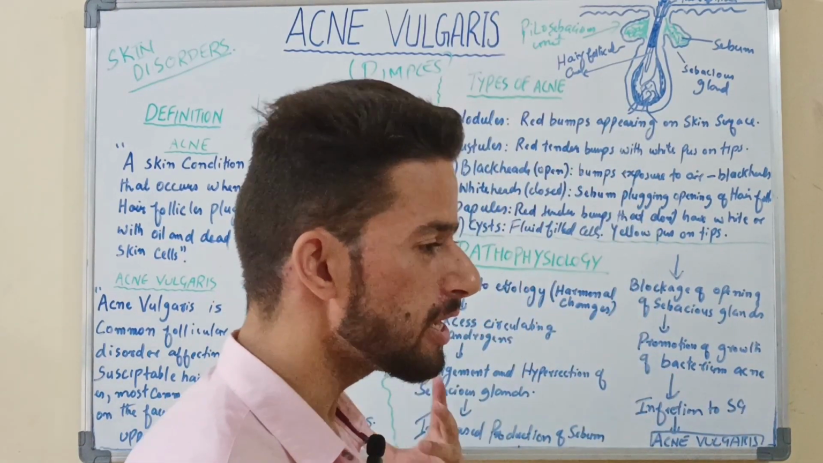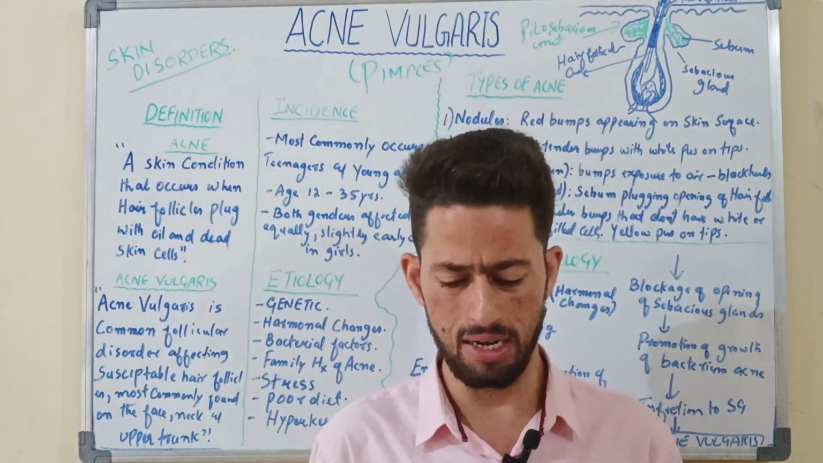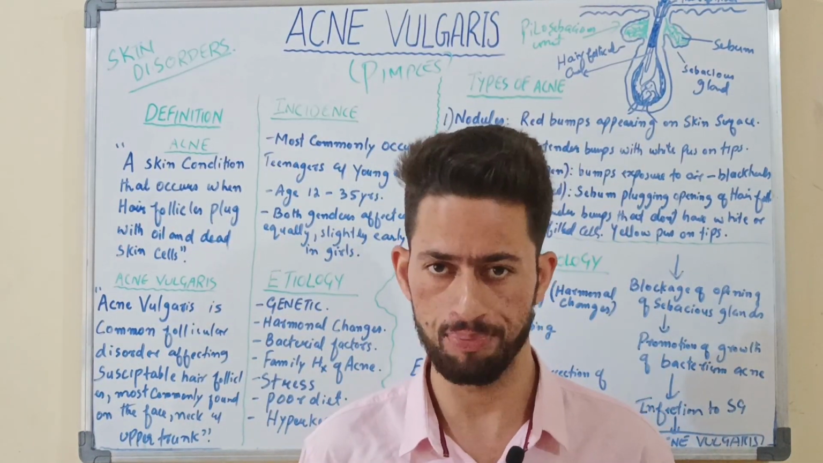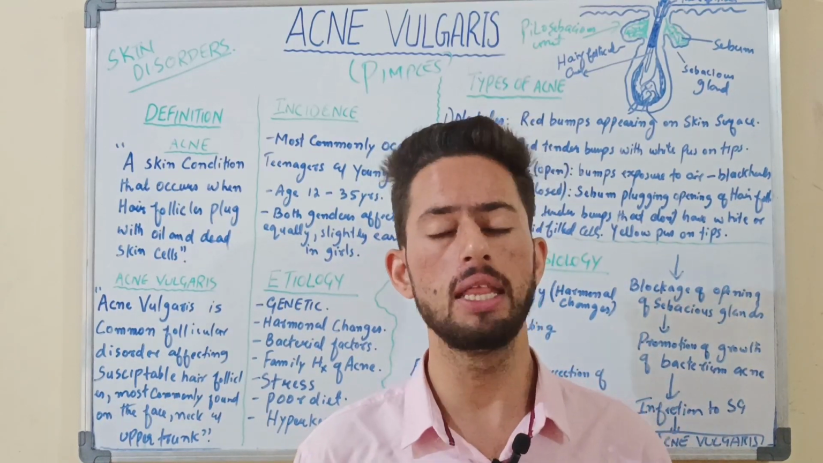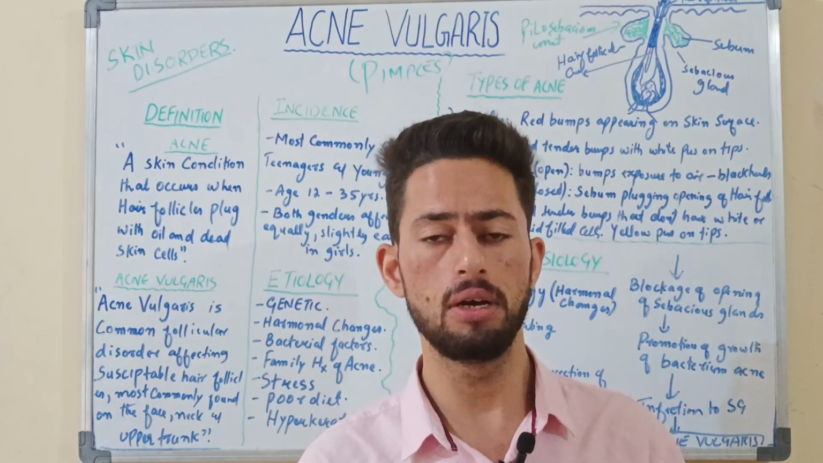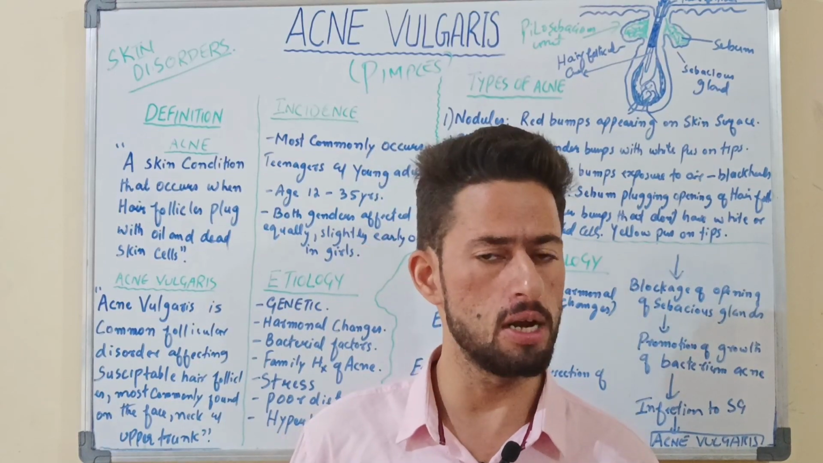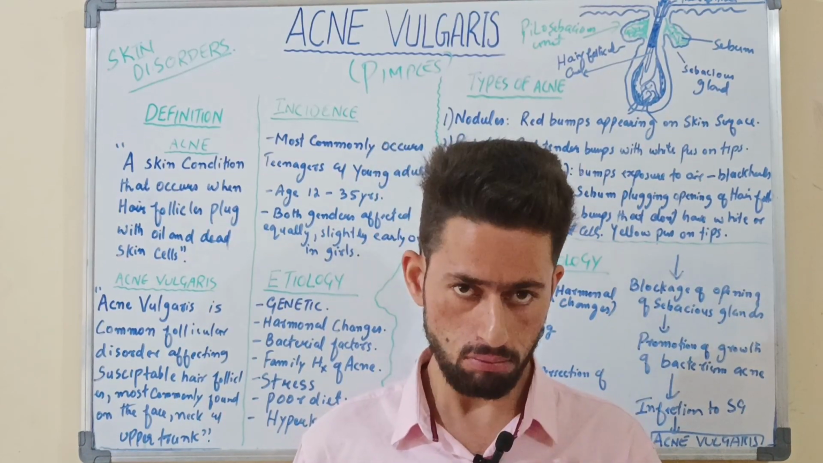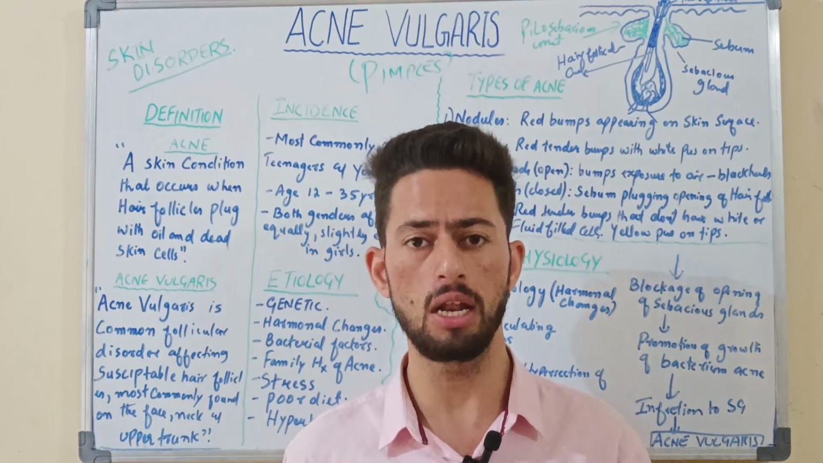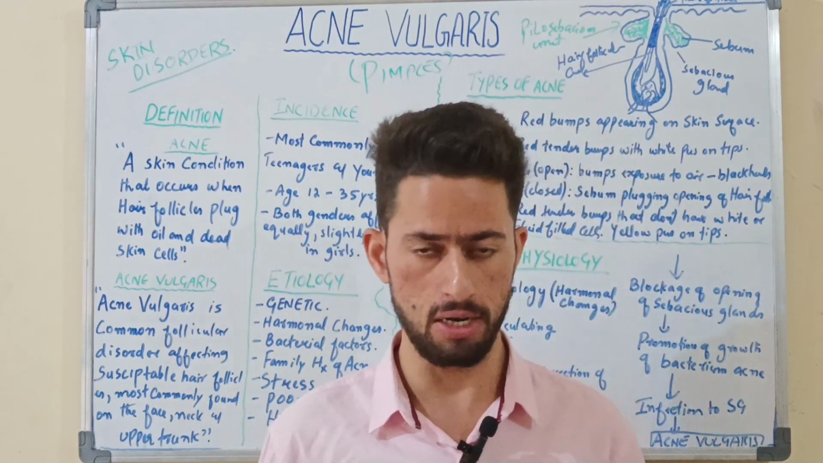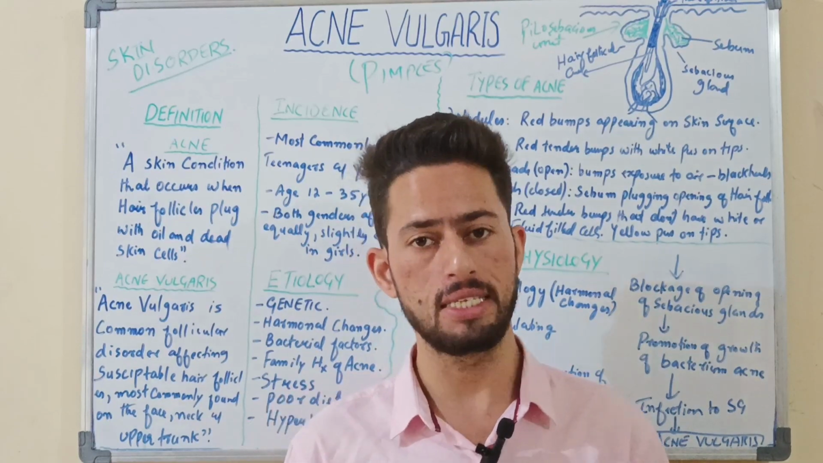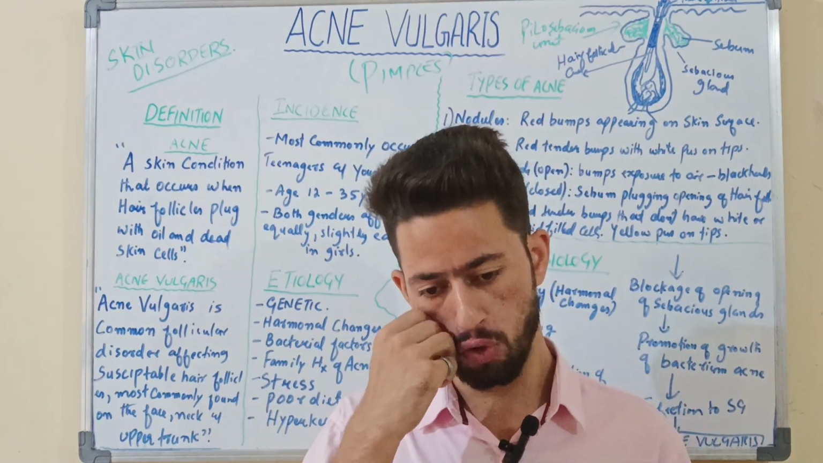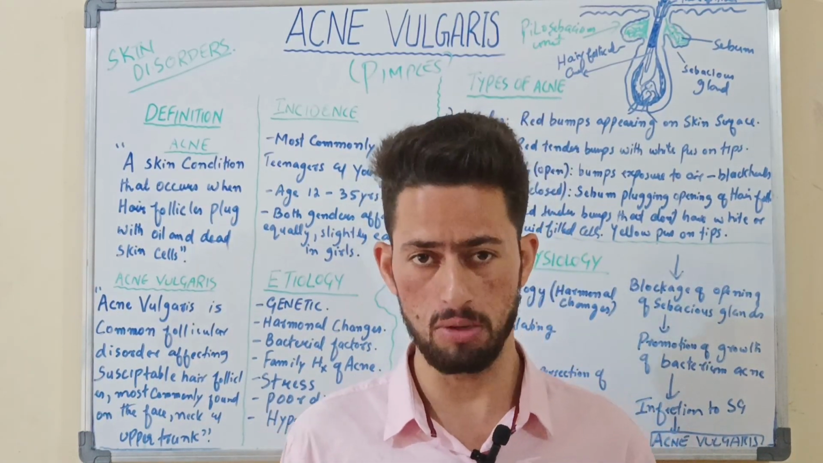Now next, let's have a brief discussion about the sebaceous glands. Sebaceous glands are mainly situated in the dermis. Understand, sebaceous glands are situated in the mid dermis. And what is the function of sebaceous glands? The function of sebaceous glands is to produce and secrete the sebum.